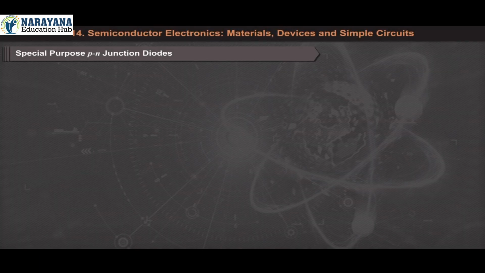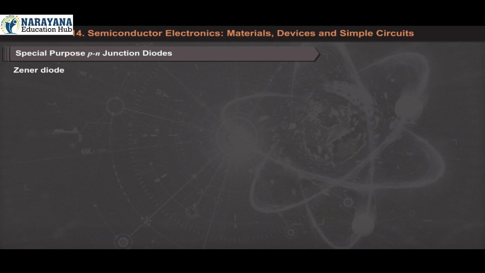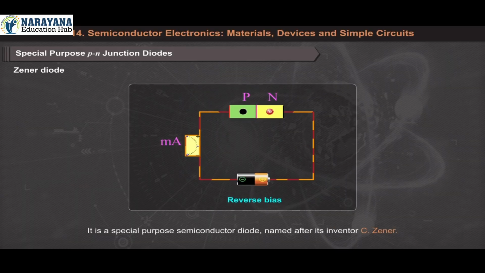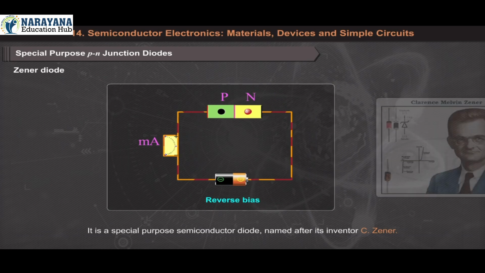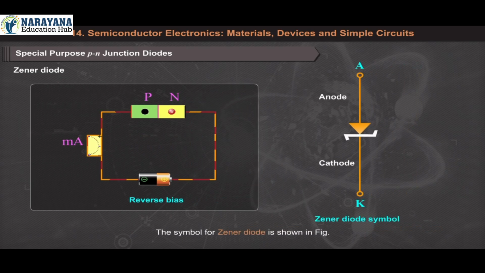Special purpose PN junction diodes. We shall discuss some devices which are basically junction diodes but are developed for different applications. Zener diode. It is a special purpose semiconductor diode named after its inventor C. Zener. It is designed to operate under reverse bias in the breakdown region and used as a voltage regulator. The symbol for Zener diode is shown in figure.